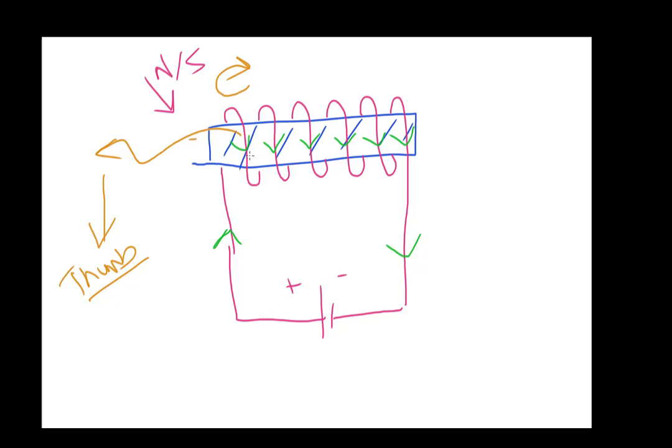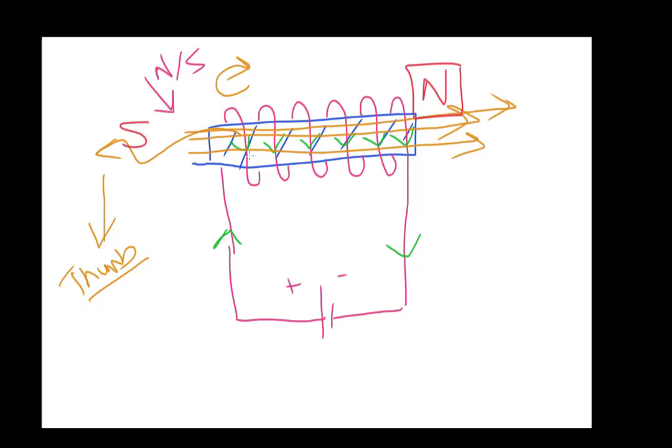That means they're going to be pointing towards this direction. So if your fingers are pointing that direction, that means the arrows are pointing out. If the arrows are pointing out, then we know that this is the North Pole and this is the South Pole.